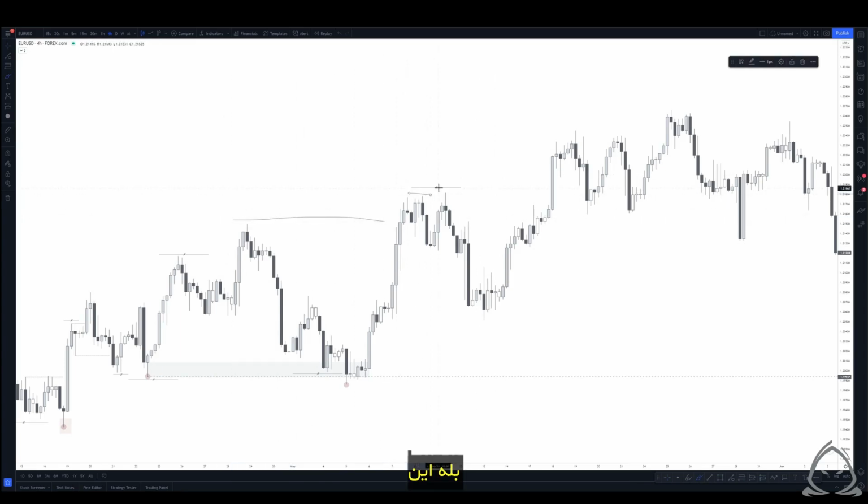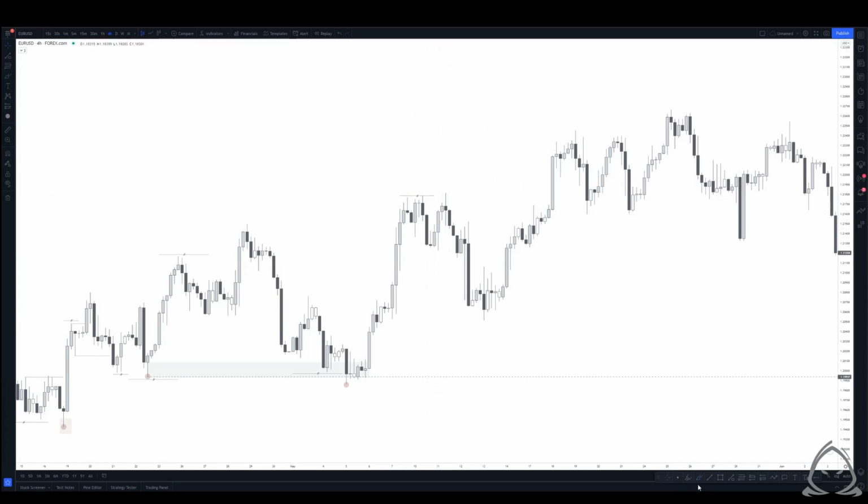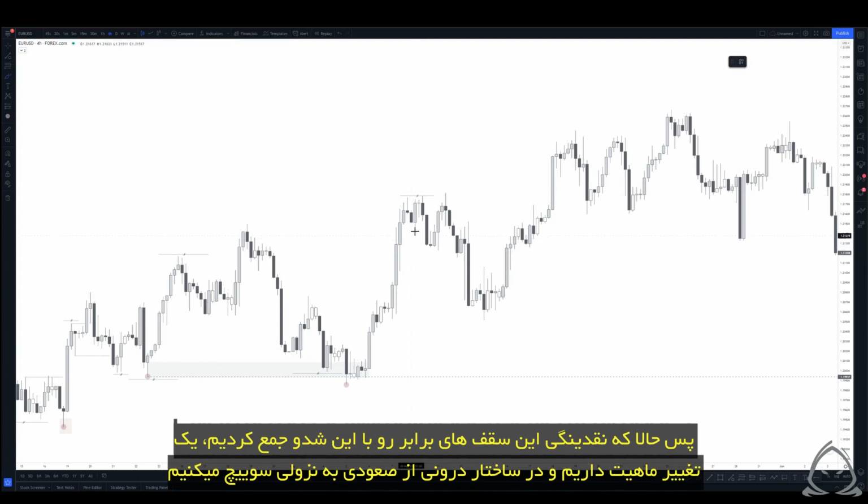Yes, this does. If we look at it a little bit more granularly, we have equal highs even just right here. So we begin the process once more. Now that we've taken the liquidity of these equal highs right here with this wick, we get a change of character and we start to shift from bullish to bearish on more internal structure.